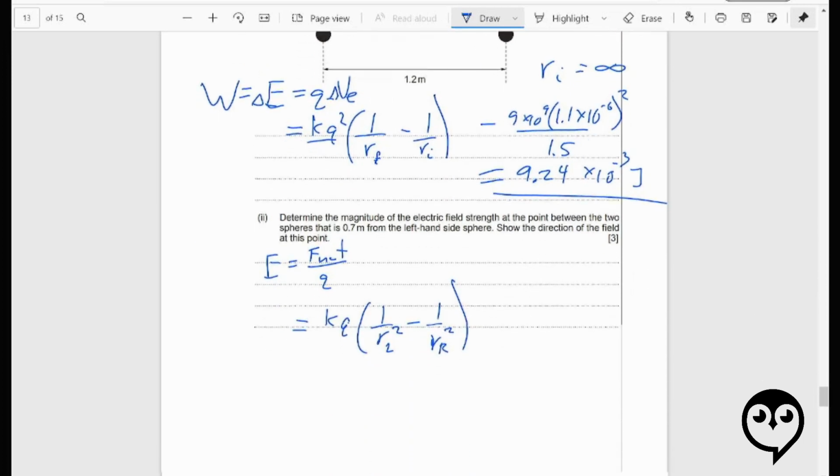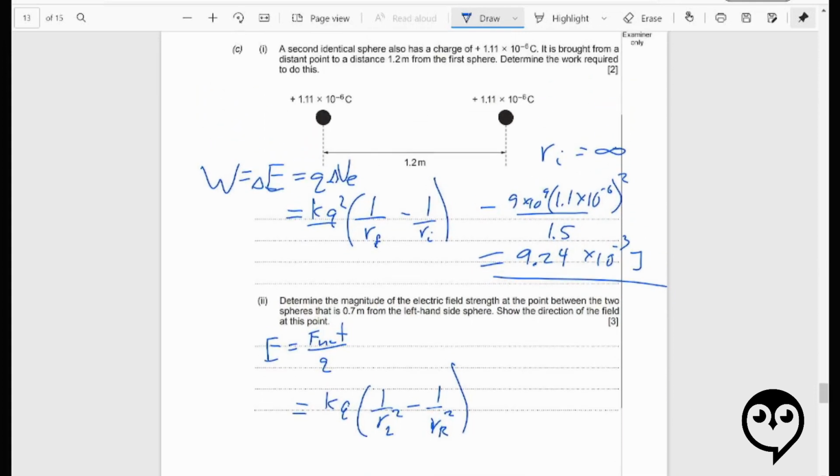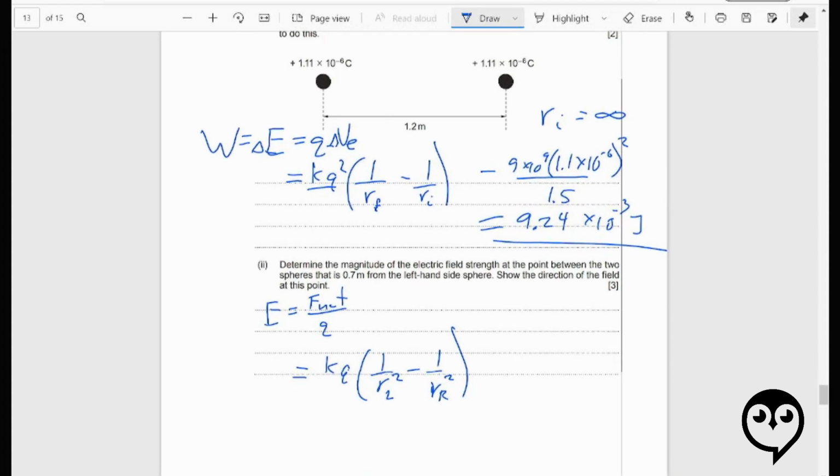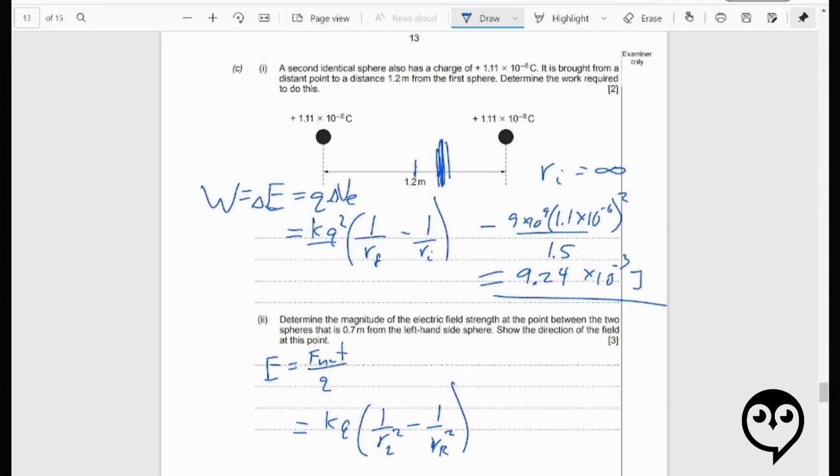Okay. Determine the magnitude of the electric field strength at the point between the two spheres that is 0.7 from the left-hand side sphere. Show the direction of the field at this point. So we want to find the electric field strength. This is 1.2, so 0.7 is over here. If we've got a positive test charge in this area here, I would say we're going to have less of a force pushing on it and more of a force from this side.